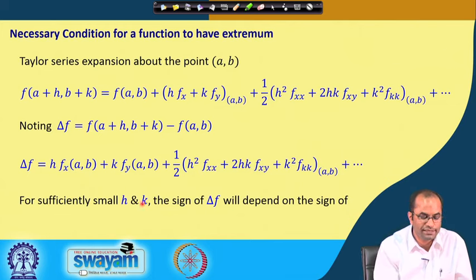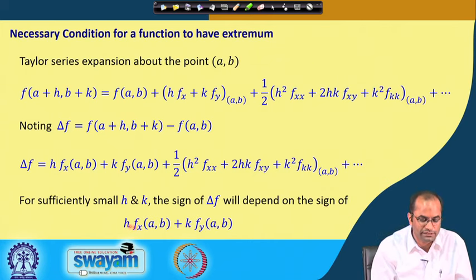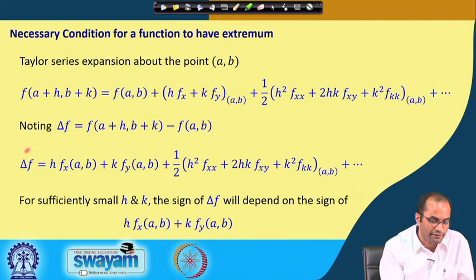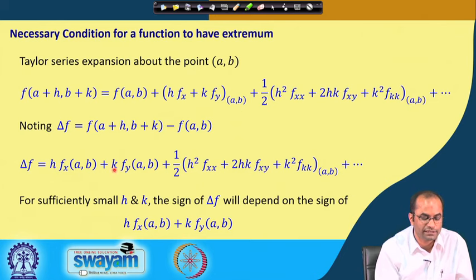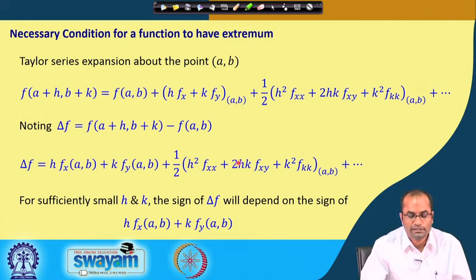So, for sufficiently small h and k, the sign of delta f will depend on the sign of h f_x + k f_y at (a, b). We will also see in detail in the next slide that the sign of delta f basically depends on the sign of the first term. These are the leading terms in terms of h and k. For sufficiently small h and k, the sign will be determined by the sign of this term. If this is a positive term, delta f will be positive. If this is a negative term, delta f will be negative, irrespective of whatever we have here, because these are the higher order terms, in terms of h squared and the product of h and k.